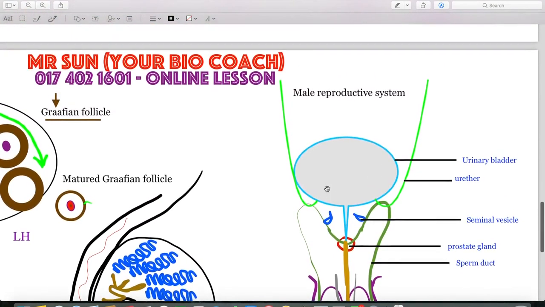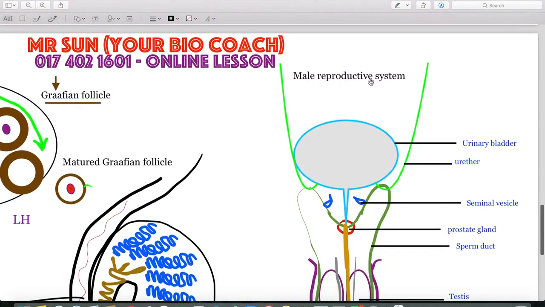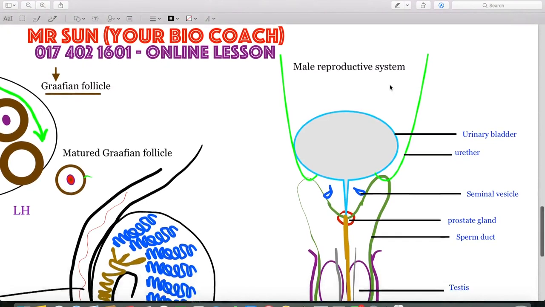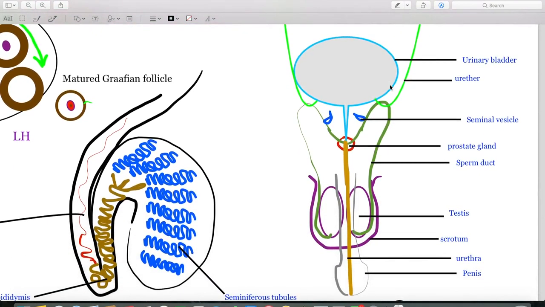Now this is the male reproductive system here. Under the male reproductive system, it's the same thing you guys have learned in PT1. I would like to start with the testicles. You have a pair of testes, and this pair of testes is the factory to produce sperm cells. Also, it is the endocrine gland which secretes the hormone testosterone.